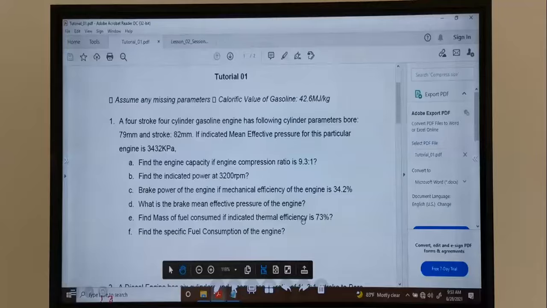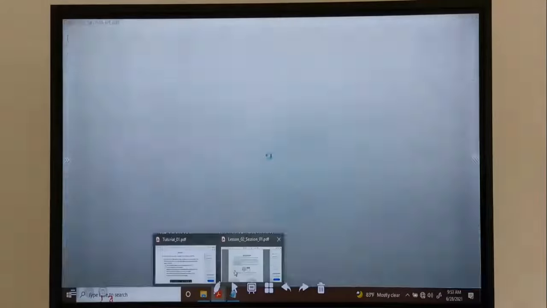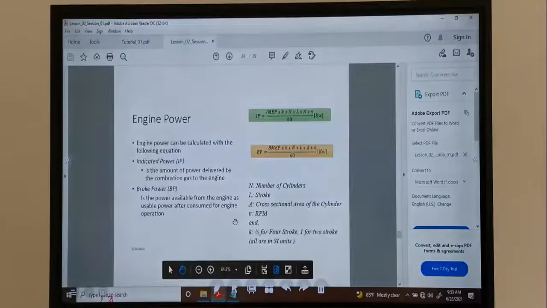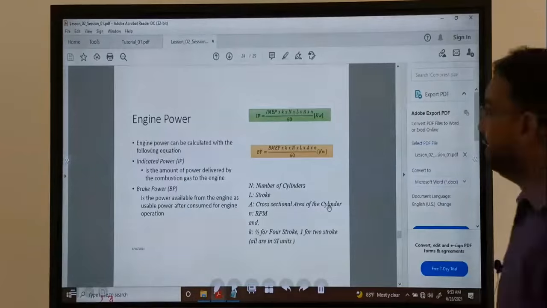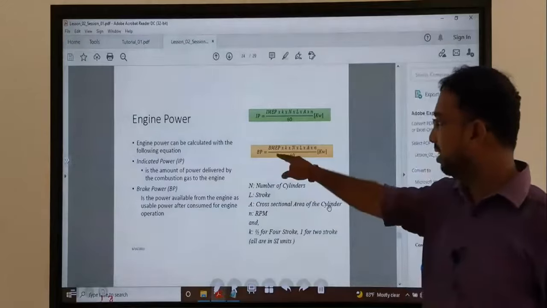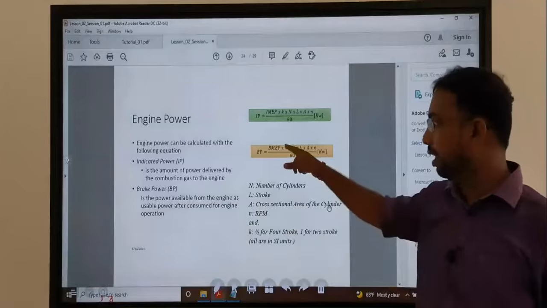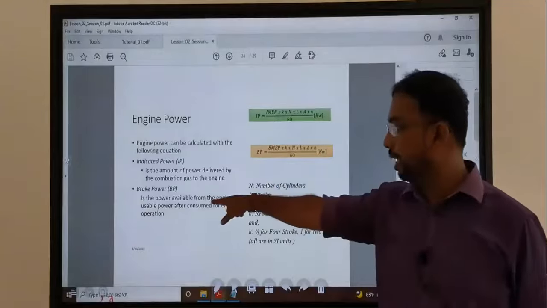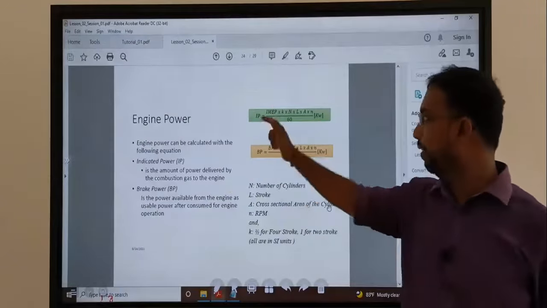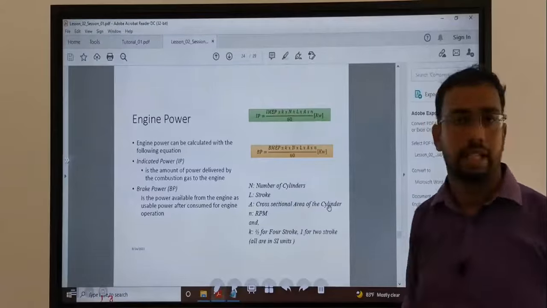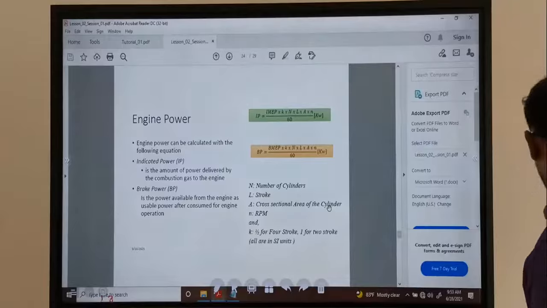So the second one is find the indicated power at 3200 rpm. I told you that equation for indicated power. The indicated mean effective pressure is related to indicated power. BMEP, brake mean effective pressure, is related to brake power. Indicated mean effective pressure is related to indicated power.